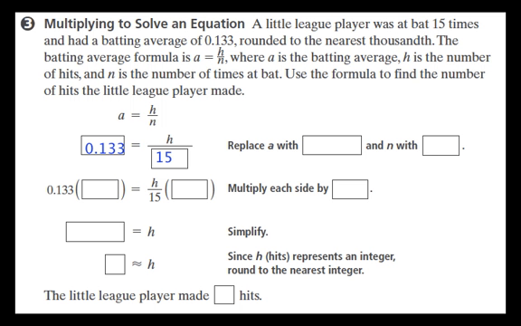We're going to begin to try to solve this by multiplying both sides by 15. On the left-hand side, we have 0.133 times 15, which is 1.955. But since we're talking about the actual number of times somebody hits the ball, you can't hit the ball a partial number of times, so we're going to round this to the nearest whole integer, which is 2. So the Little League player made 2 hits.